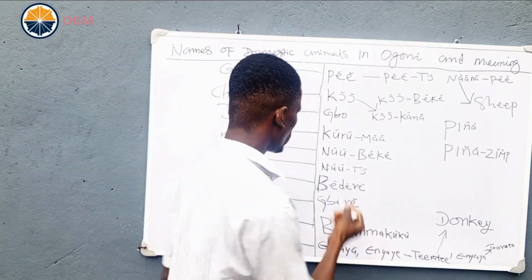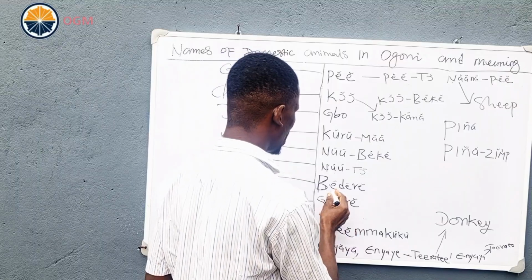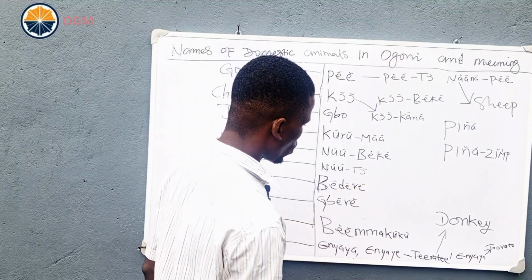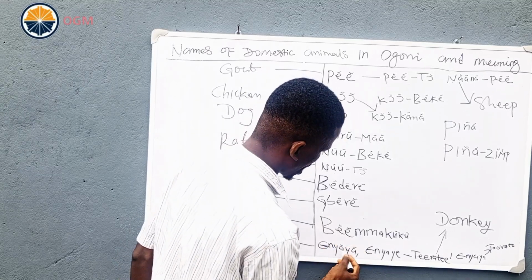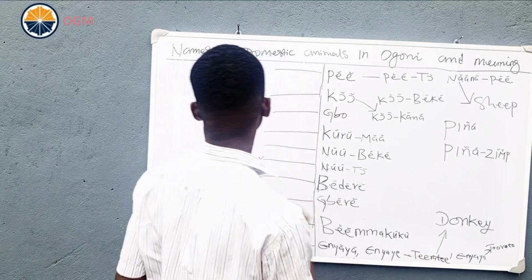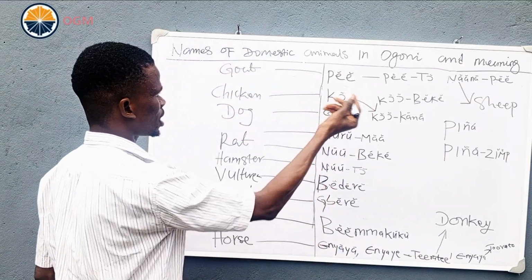Here we have nu top, here we have bedere, and here we have bere. We also have here bemakuku, and we have enyanya. Yes, so let's come back to the English names of these animals.